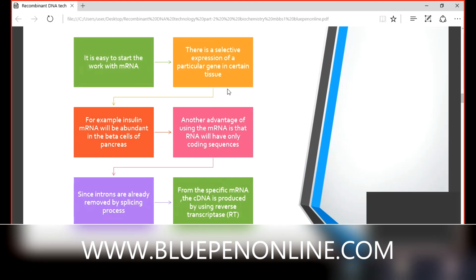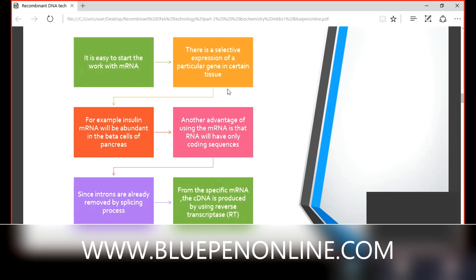In diabetic patients, they have insulin injections. How is this insulin produced? How is this insulin produced in a large amount? Do we collect all insulin from human cadavers? No. Insulin is produced through recombinant DNA technology. That particular insulin gene of the human being is inserted into bacteria.